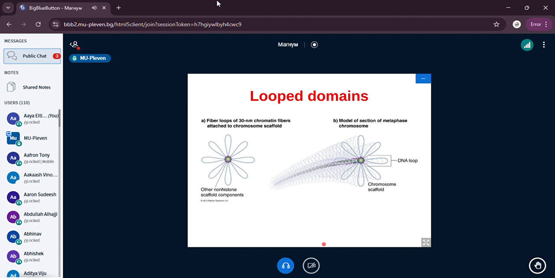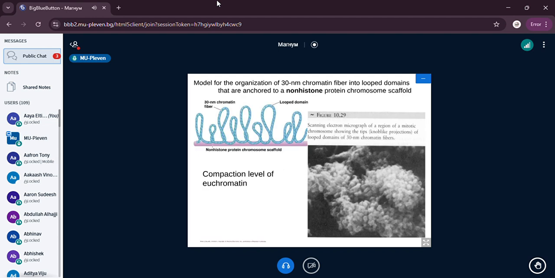During interphase, here they are, the looped domains, and the axis of the looped domains for each chromosome is called the chromosome scaffold, which is formed by non-histone proteins. Here, the axis or scaffold made by non-histone proteins, the looped domains, and the electron micrograph of looped domains.